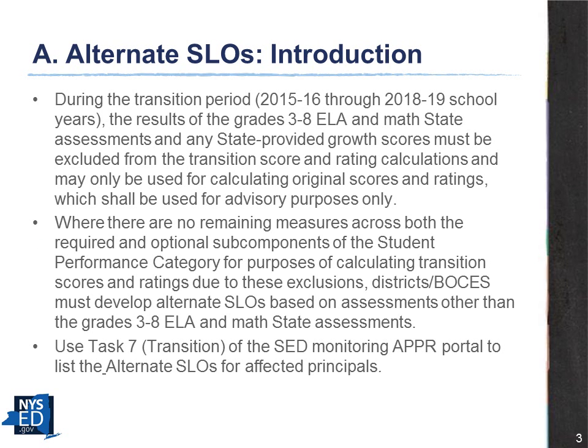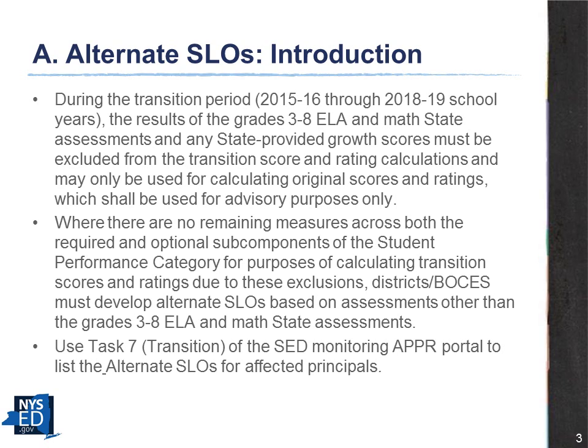During the 2016-17 through 2018-19 school years, pursuant to the requirements of Subpart 30-3.17 of the Rules of the Board of Regents, grades 3 through 8 New York State ELA and math assessments, and any state-provided growth scores may only be used for advisory purposes and may not be used for the purpose of calculating transition scores and ratings.